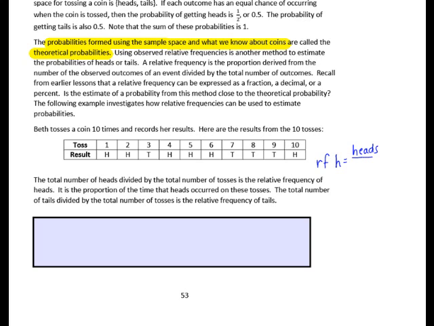divided by the number of tosses. And we'll be doing this skill several times during this lesson. It is the proportion of the time that heads occurs on those tosses. The total number of tails divided by the total number of tosses is the relative frequency of tails.